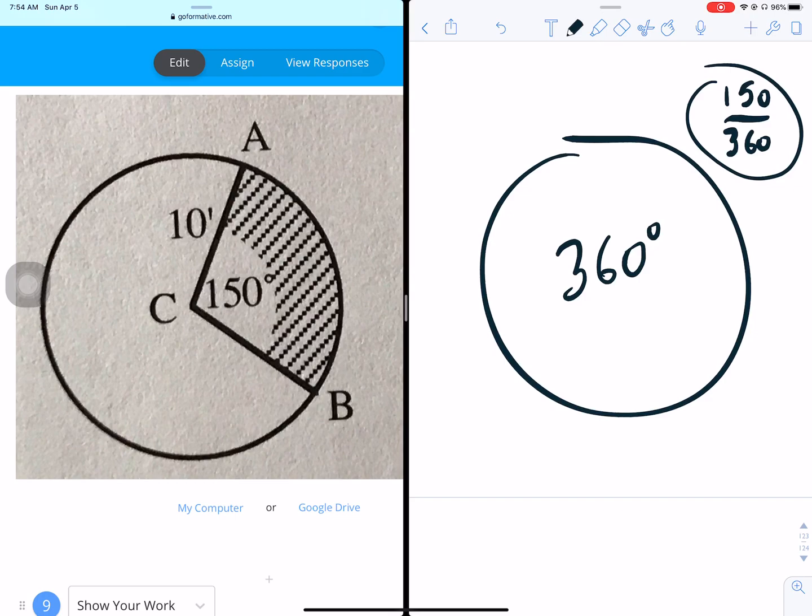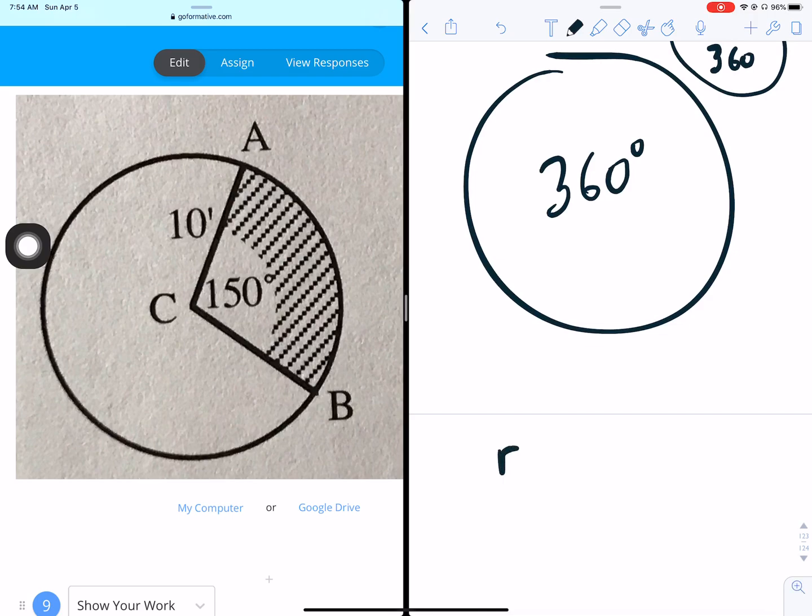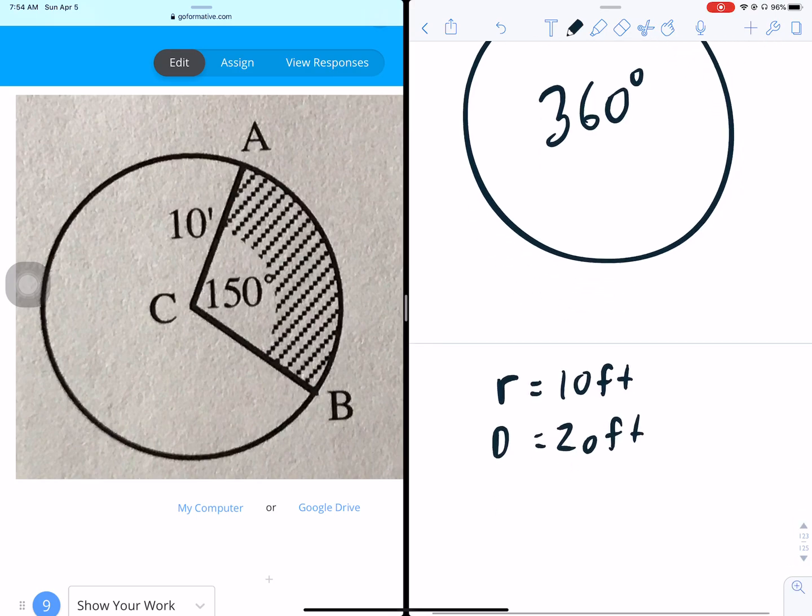So what information have you been given? They gave you this 10. Okay. So 10 radius. Notice how it's just a line. It's not all the way across. It's just half. So that's the radius. So 10 feet. And then we're going to go with doubling that. Remember how to do that? 20 feet. So now I'm ready to do both my equations.